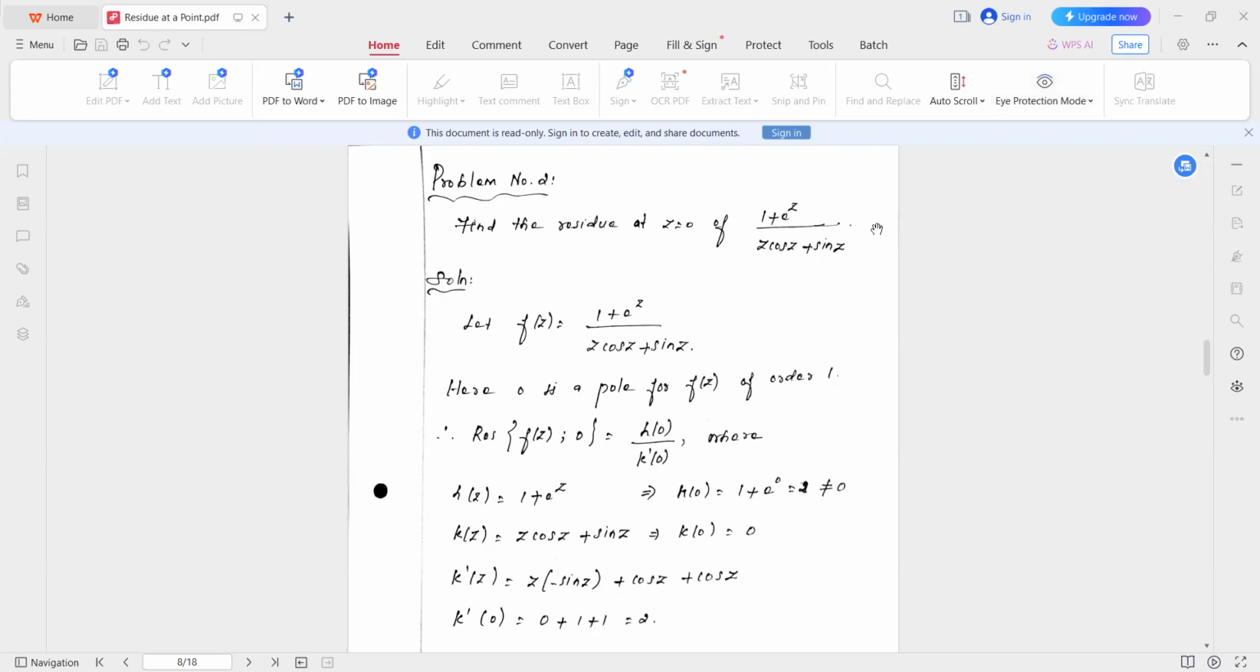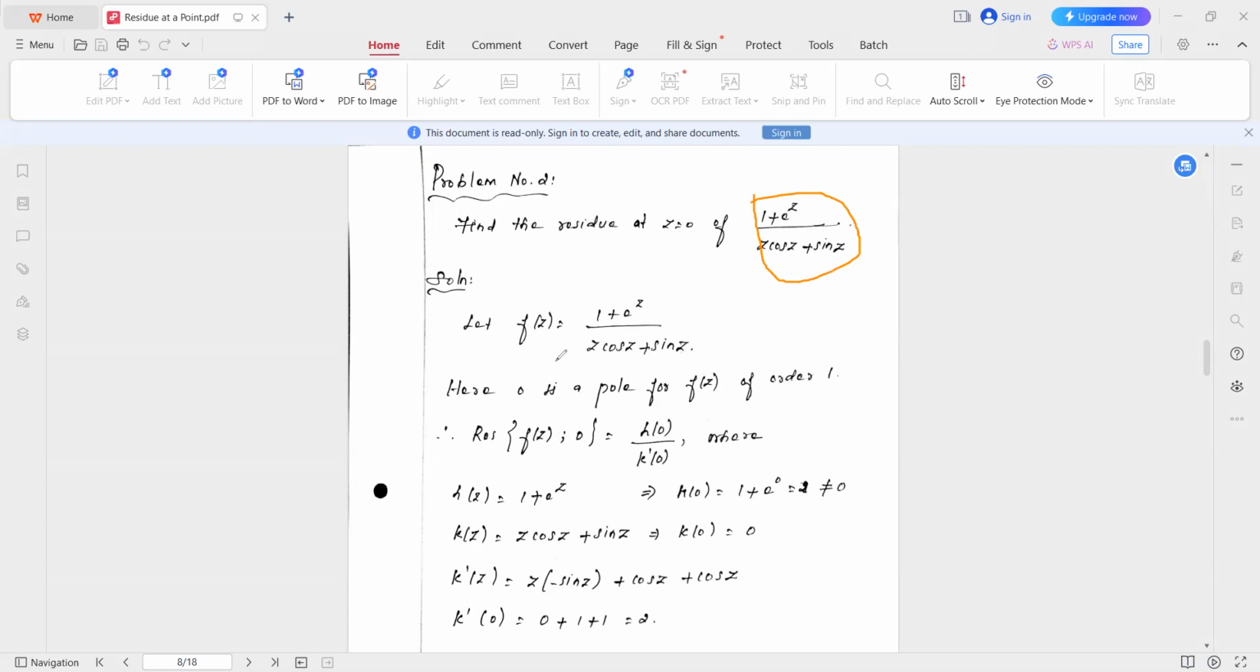So for what function? This function, 1 plus e power z by z cos z plus sin z. We have taken this function as f of z. So f of z is equal to 1 plus e power z by z cos z plus sin z.